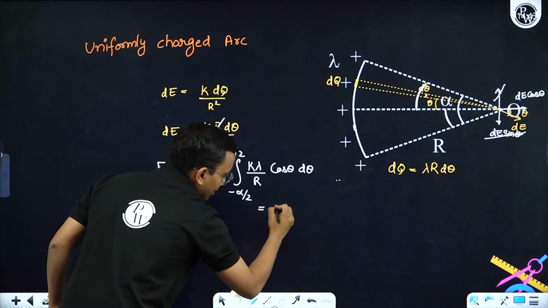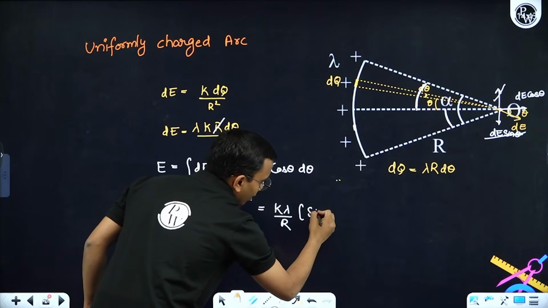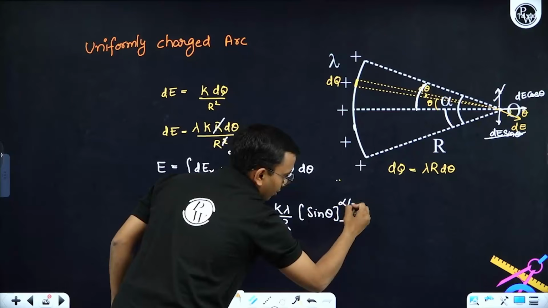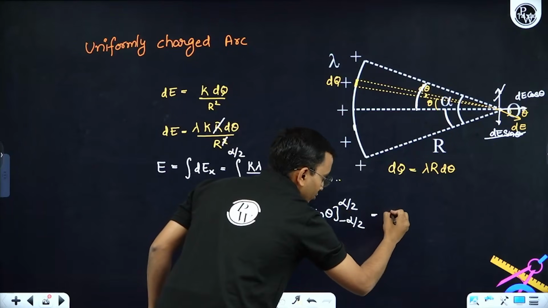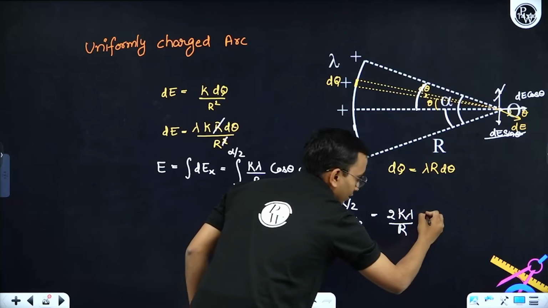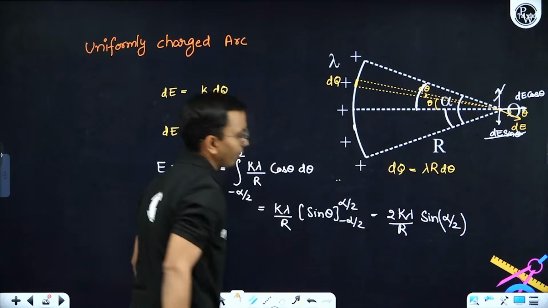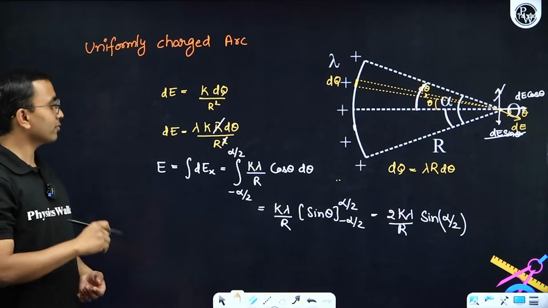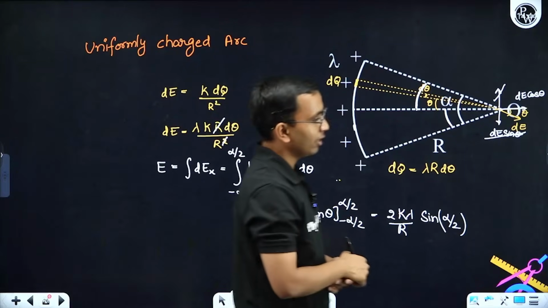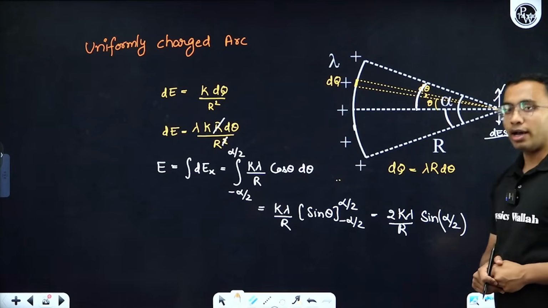Cos theta integration is sin theta to k lambda by r sin alpha by 2. Okay, everything is right here? Yes. This is the formula of electric field due to an arc.